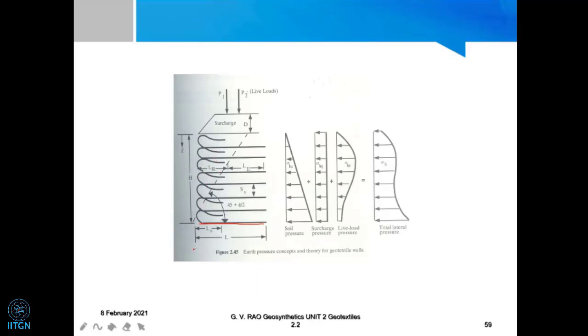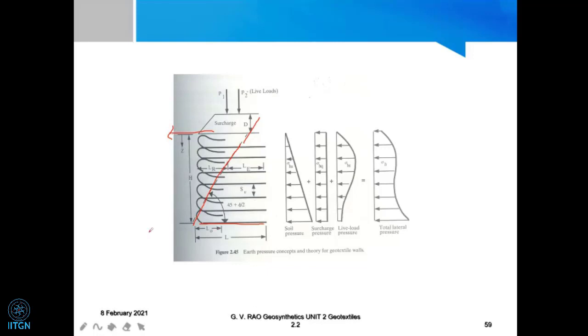And how to design this now? We are first going to draw the wedge. So the active edge is going to be at 45 plus φ by 2 to the horizontal. So this is the angle and this is the line. So what is the assumption in the theory? Assumption theory is that this wedge we thought is going to move this way. Then only active condition is going to be coming out.